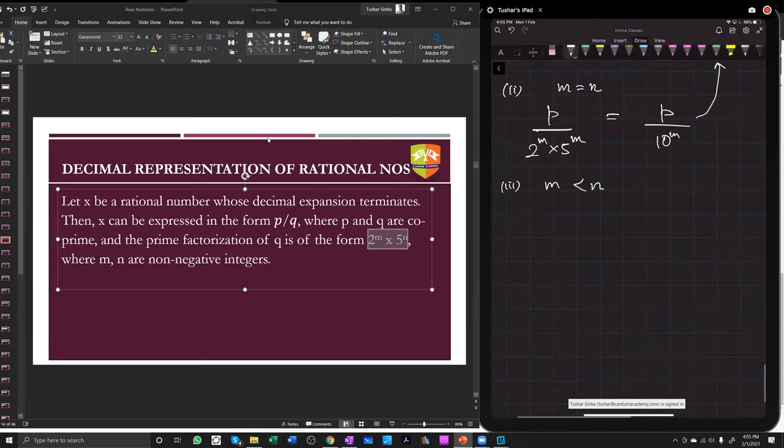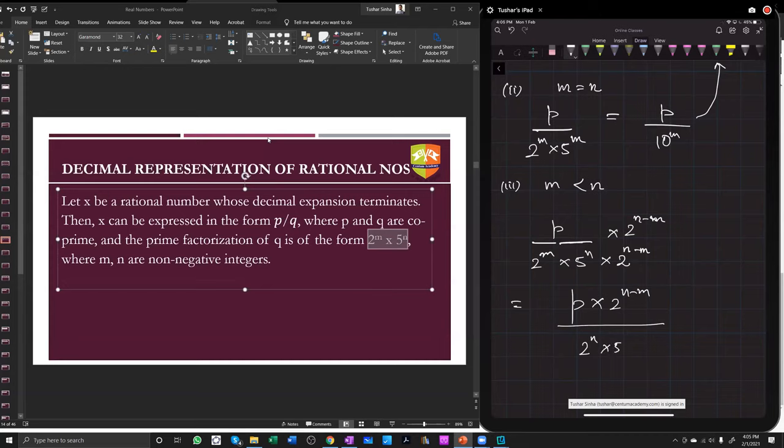Then what will happen? Then you will write p upon 2 to the power m into 5 to the power n, and now you'll multiply and divide by 2 to the power n minus m. So this is reduced to p into 2 to the power n minus m divided by 2 to the power n into 5 to the power n. Hence you will get p into 2 to the power n minus m by 10 to the power n. So this is how you will get all the three cases.